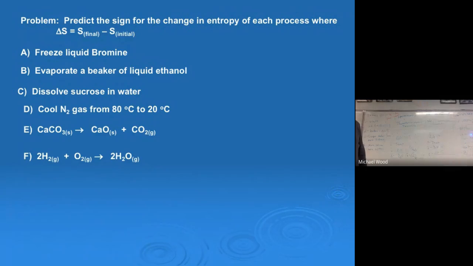How about F? Everything's a gas here, right? But this has two gas molecules on the right, and this has 2 + 1, 3. What's going on with entropy here? It's going down, right? It's negative.